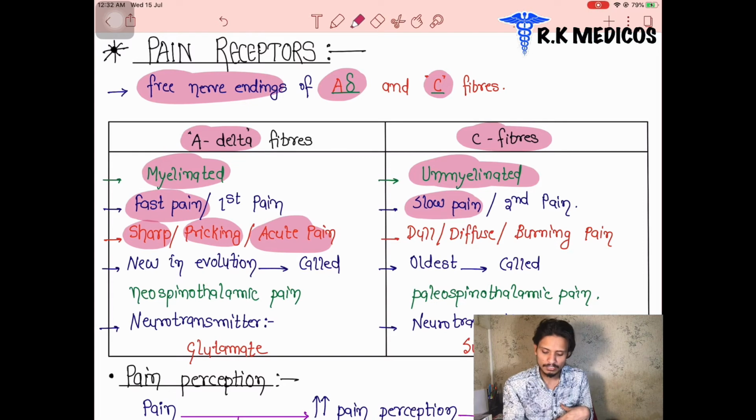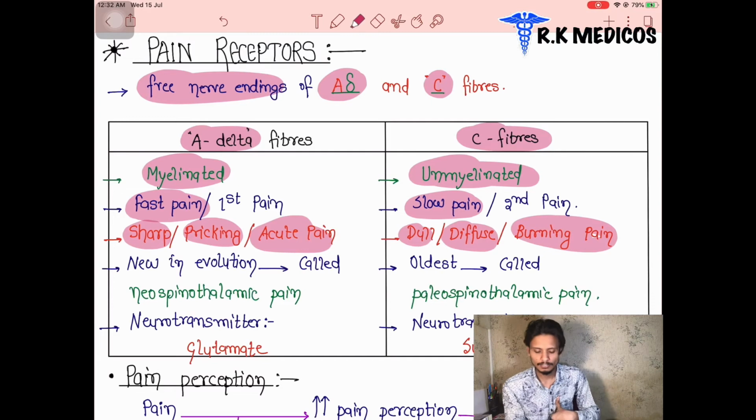This other pain is dull, diffuse, or burning pain. It is diffuse in manner. We can't determine exactly where it is, but we can say it is in this region.